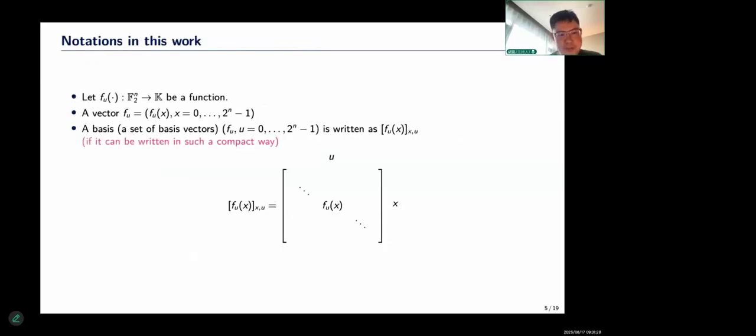Before I introduce the main work, I need to introduce some notations frequently used in this work. Let f_u be a function from F_2^n to the field K, and the vector f_u can be written in this way, where x is the index. For a basis, which is a set of basis vectors, we can write it as a matrix. Every column of this matrix is a basis vector, and the element at the intersection of the x row and the u column is just the value f_u(x).